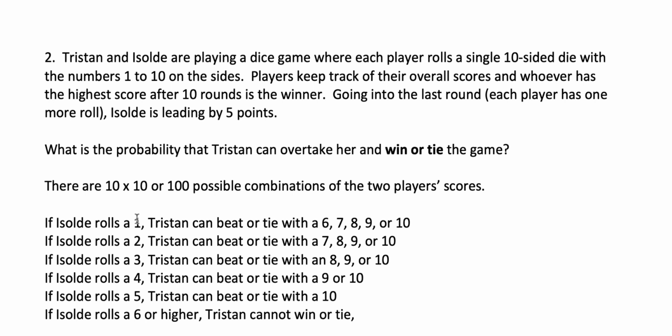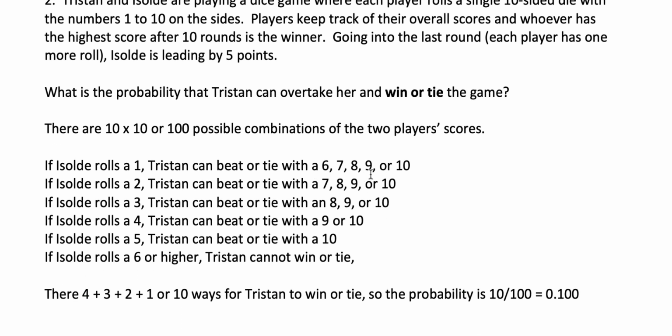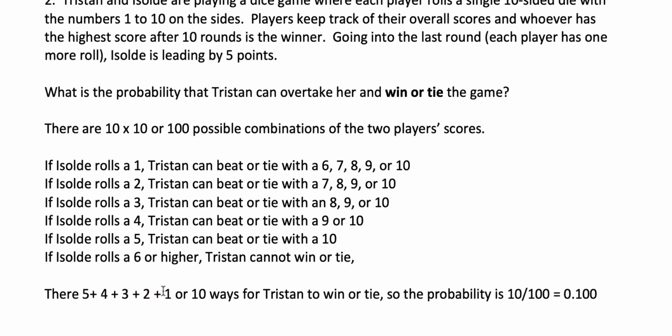He can, however, win or tie if she rolls a 1, 2, 3, 4, or 5. If Isolde rolls a 1, Tristan can beat or tie that score by rolling either a 6, a 7, an 8, a 9, or a 10. If, on the other hand, she rolls a 2, he can beat it with a 7, 8, 9, or 10, etc. And so when we look at all these possible ways that you can win, it should be 5 plus 4 plus 3 plus 2 plus 1. So this is actually wrong here. So it should be 15. And we'll change that. And so the probability would be 15 out of 100, or 0.150.